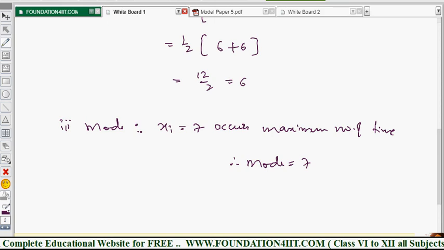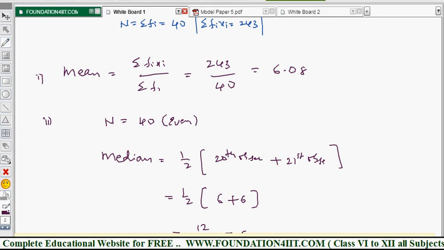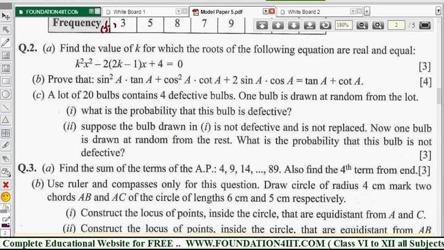This way you can find out the mean, median and mode. So you can find these three simply. And this is about the first question. Now let us see question number 2 and we'll solve these problems.